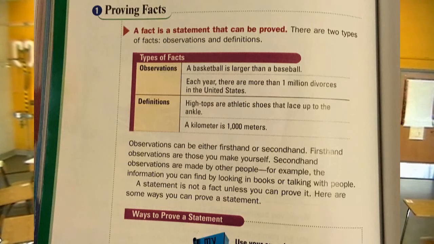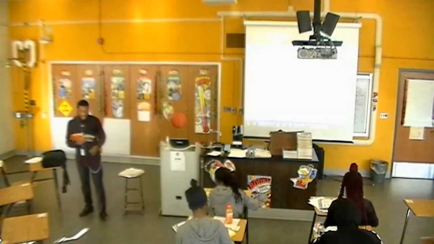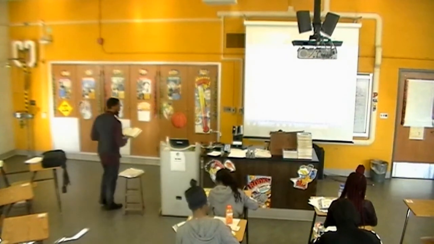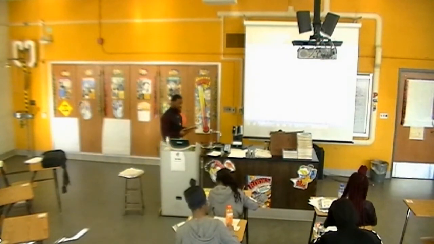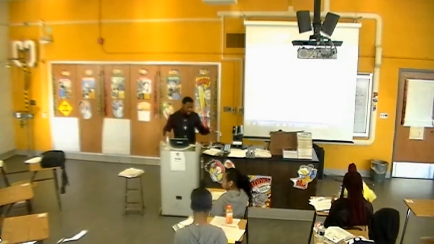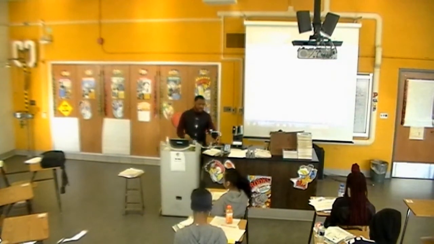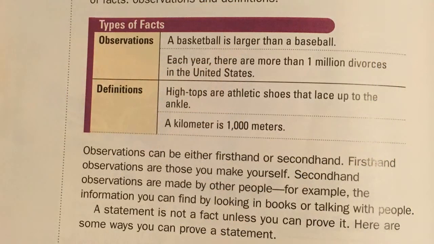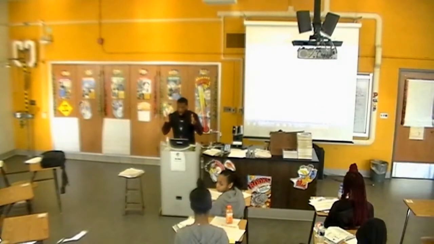A fact is, it's at the top of page 490. It's in burgundy. It says a fact is a statement that can be proved. A fact is a statement that can be proven. There are two different types of facts, and actually there are more different types of facts than that. In the book it says that there are two different types of facts, but there's actually more than that. It says that there are observations and there are definitions. So there are things that we observe.